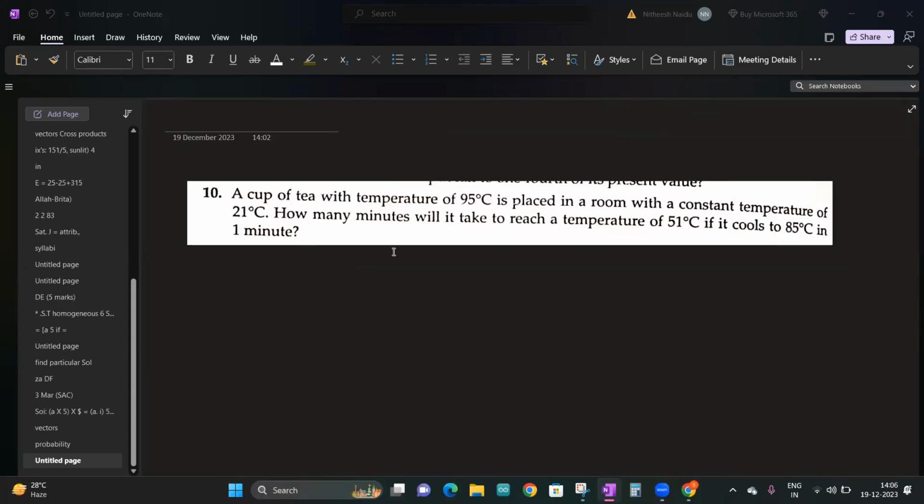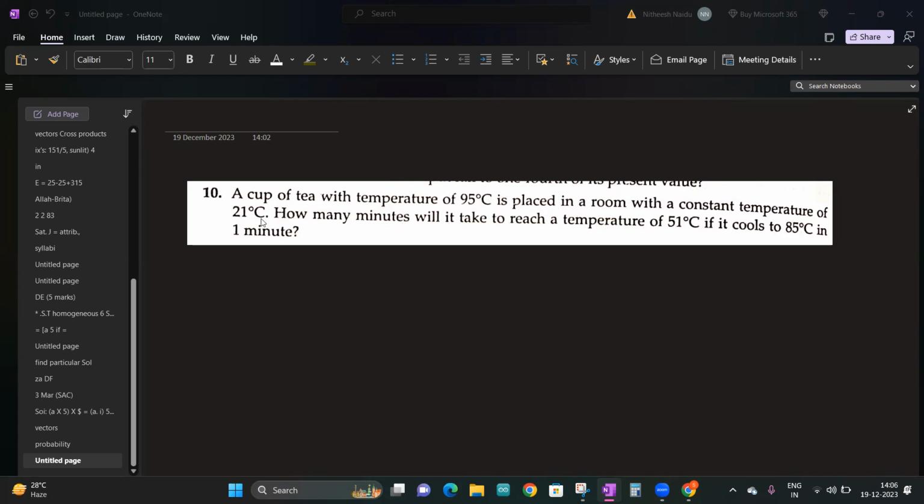So a cup of tea with temperature 95 degrees centigrade. So the initial temperature of the cup is 95 degrees centigrade. Okay. It is placed in a room with a constant temperature of 21 degrees centigrade.